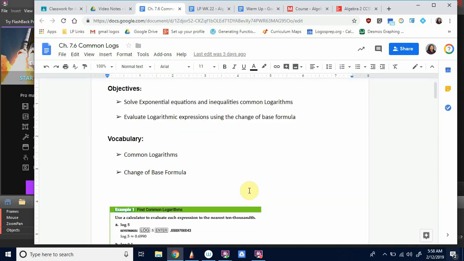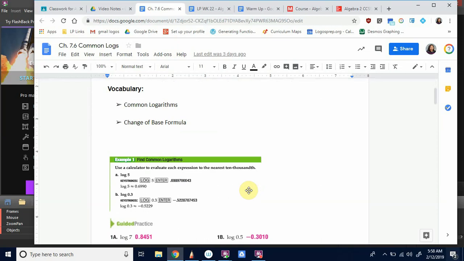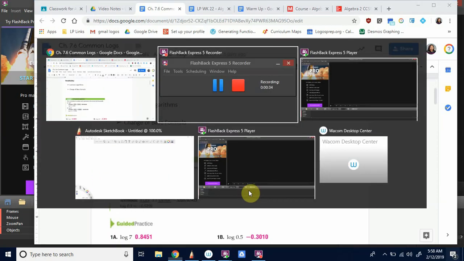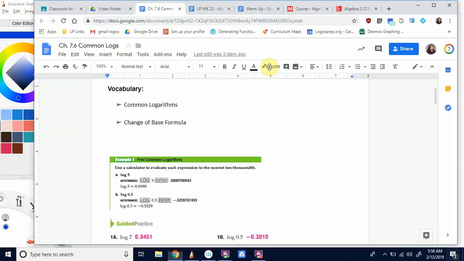So our first vocabulary is common logs. What is a common logarithm? It's a logarithm with a base of 10. For example, it's written in this form: y equals log base 10 of x. So my base is 10, and x has to be greater than 0. So this is a common logarithm. Why is that important? Well, let's see. We're going to use it to evaluate, and we're going to look at a change of base formula along with that.